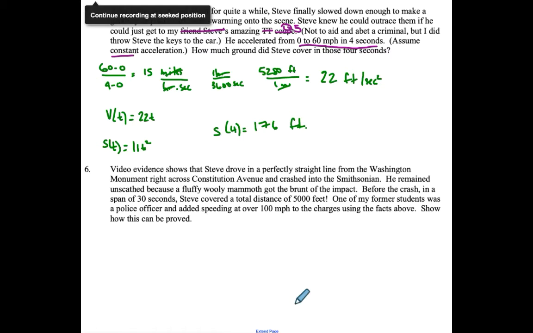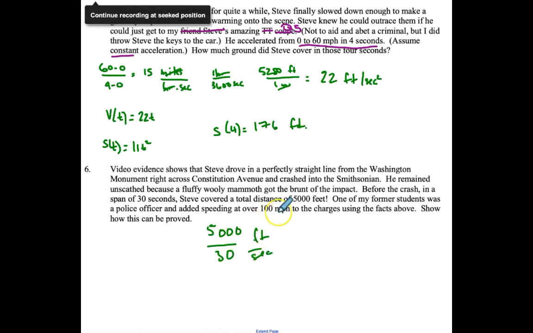One of my former students was a police officer and added speeding at over 100 miles per hour to the charges using the facts above. Show how this can be proved. Well, he covered 5,000 feet in 30 seconds, sorry. So that's feet per second, which means his average velocity was 5,000 divided by 30 feet per second.